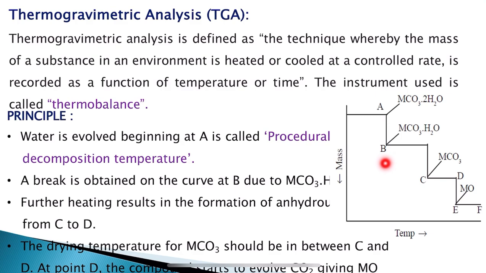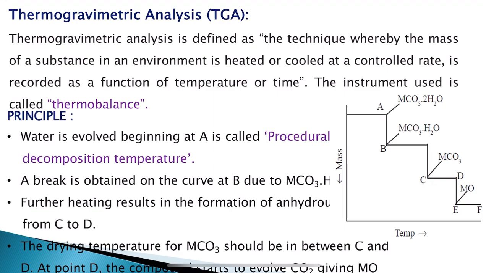Okay. So, if we continue the heating, it results in the formation of MCO3. Here no water molecule is observed. When no water molecule is observed, it is left with metal carbonate, that is MCO3, between curve C and curve D. So, the drying temperature of MCO3 should be placed between C and D. In between here, we can see the drying temperature of MCO3.